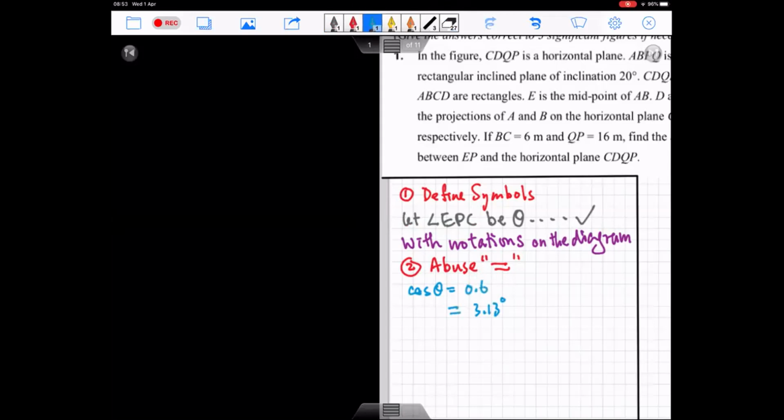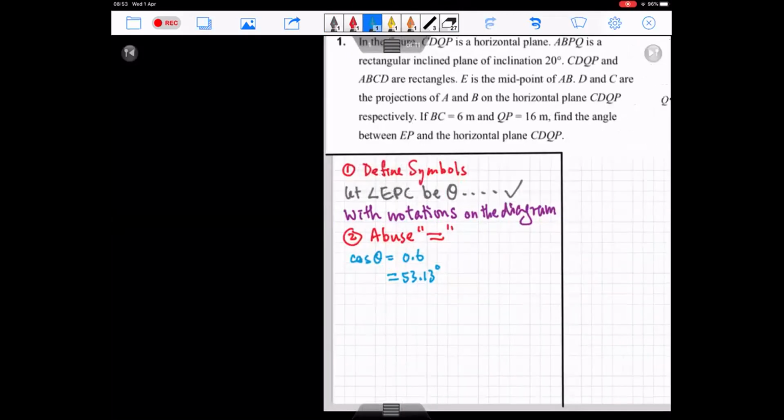All right. When I say abuse the equal sign, you are abusing this equal sign. Cosine theta is 0.6 equals to 53.13. I will understand that you mean theta equals to 53.13. But without properly writing the theta, that actually means cosine theta is 53.13. All right. And that is not a correct answer. It should be theta equals to this one.